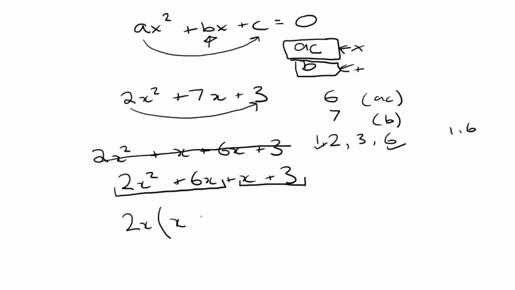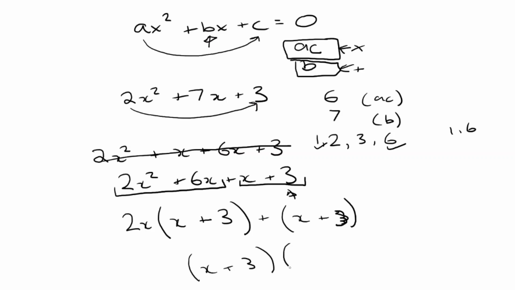So that would be 2x times x plus 3, right? And the other term is as is. We haven't changed anything there. So that will be x plus 3, same as before. Now, we can factorize this further because we've got x plus 3 on both sides. So we've got x plus 3 times 2x plus 1. And that's really how we would solve that equation.